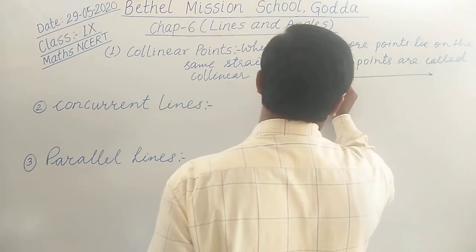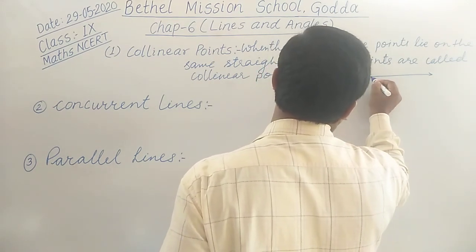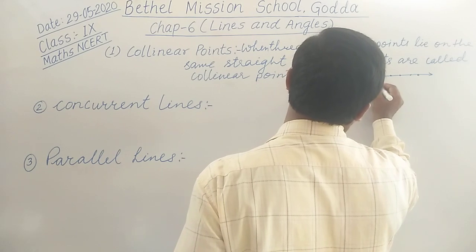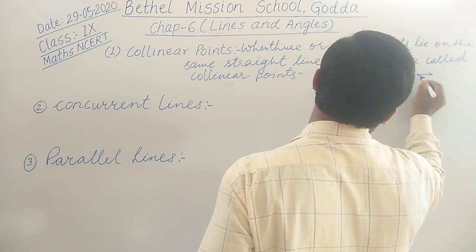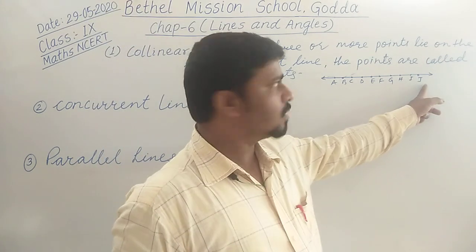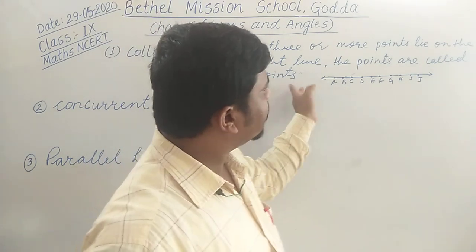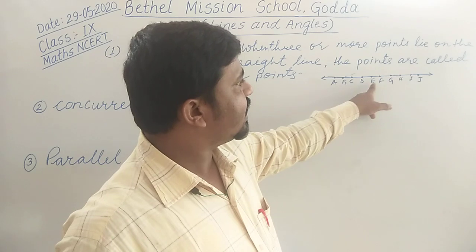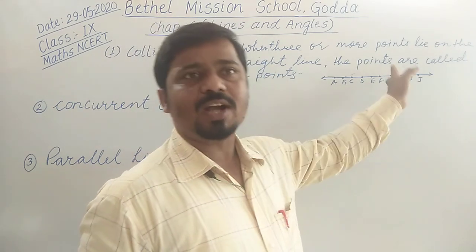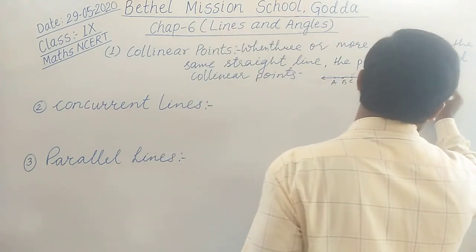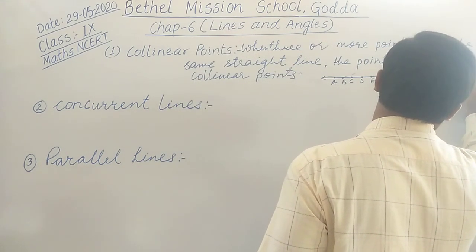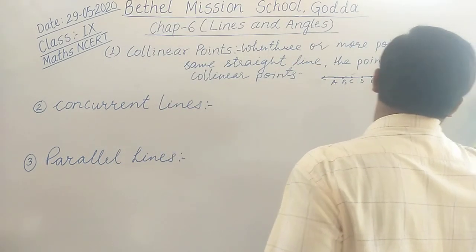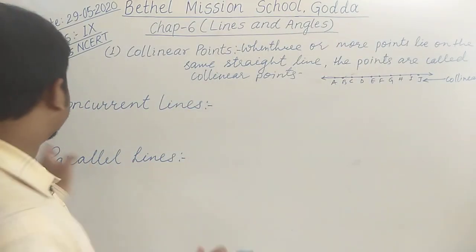This is the line. You can see there are points A, B, C, D, E, F, G, H, I, J. Many points are there, more than 3 points, and they are on the same straight line. That's why the points A, B, C, D, E, F, G, H, I, J are called collinear points. Now you understand?